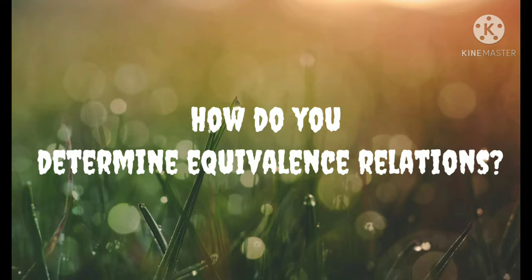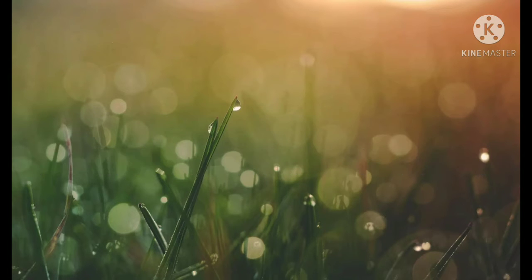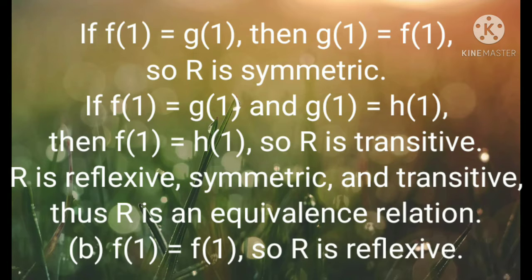How do you determine an equivalence relation? If f(x) equals g(x), then g(x) equals f(x), so R is symmetric. If f(x) equals g(x) and g(x) equals h(x), then f(x) equals h(x), so R is transitive. R is reflexive, symmetric, and transitive, thus R is an equivalence relation. For reflexive: (a, a), f(x) equals f(x), so R is reflexive.